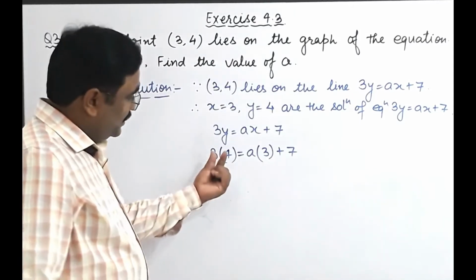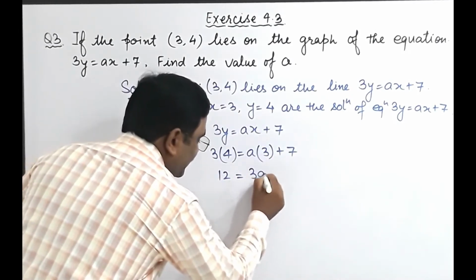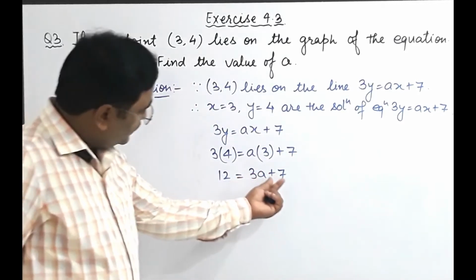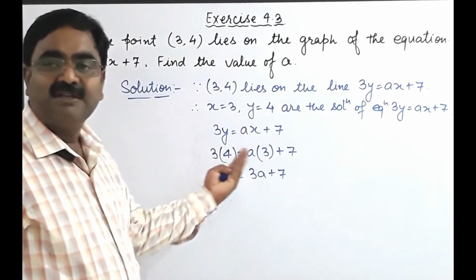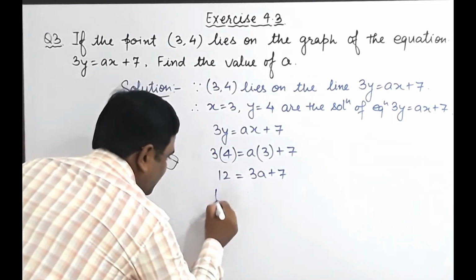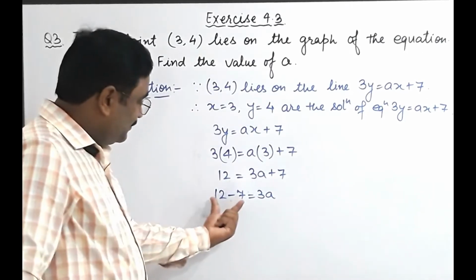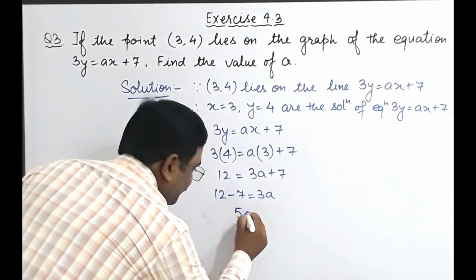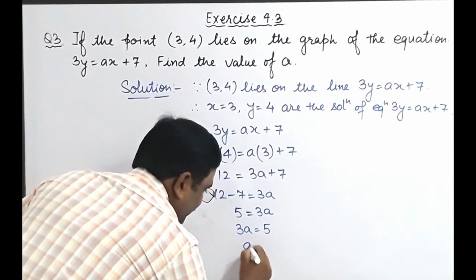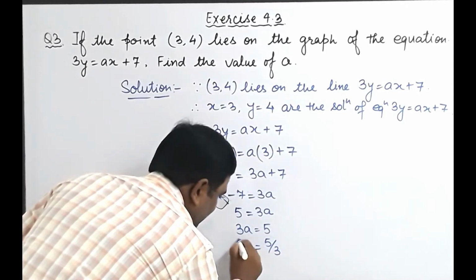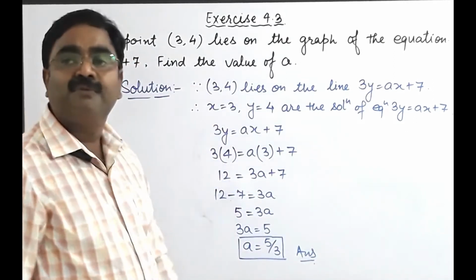Let us solve it. 3 into 4, 3 fours are 12, equals 3 into a, that is 3a, plus 7. Now bring this 7 to the left side. Here its sign is plus, so after transposing, its sign will be minus. So the equation becomes 12 minus 7 equals 3a. And 12 minus 7 is 5, that is equal to 3a. Therefore 3a is equal to 5, so a is equal to 5 upon 3, which is our required answer. This is the value of a.